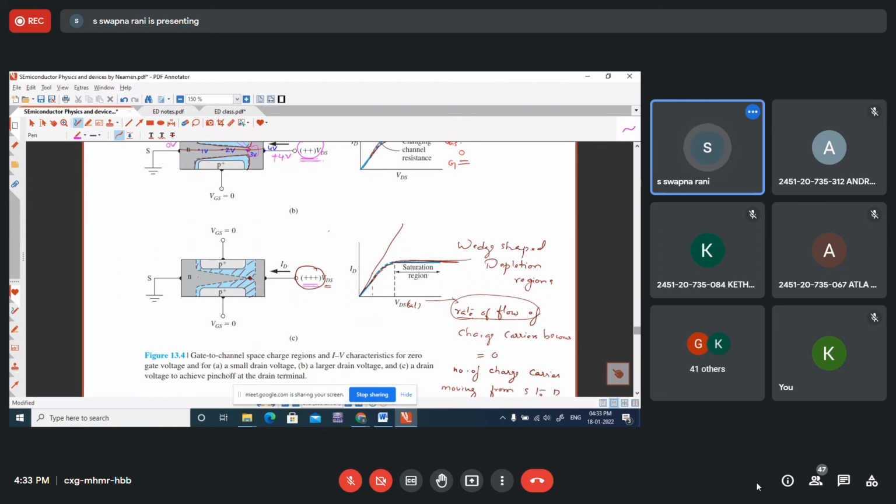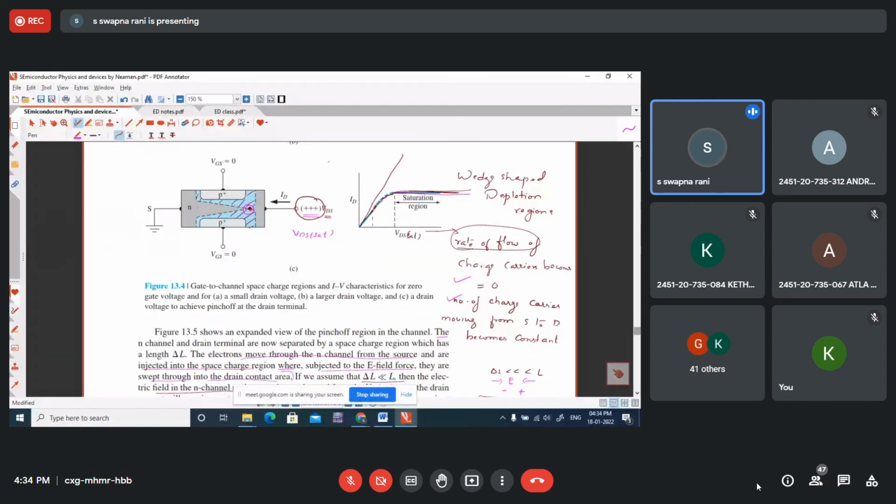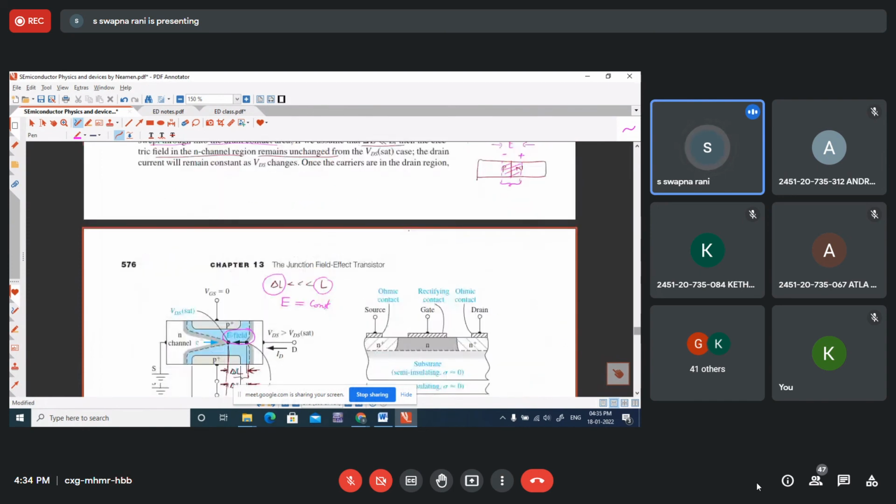And if you further increase VDS, at one particular voltage called VDS sat, these two depletion regions come in contact, and here the rate of flow of charge carriers becomes 0. It means the number of charge carriers moving from source to drain will be constant. So therefore, current will become constant. And in this situation, the channel is not completely occupied by the depletion regions. Only delta L of the channel is occupied by the depletion region. So the depletion region length is very, very small compared with the length of the channel. Therefore, the electric field around this depletion region will be constant, which makes the number of charge carriers moving from source to drain constant. So current will become constant. So these are the characteristics of the JFET.